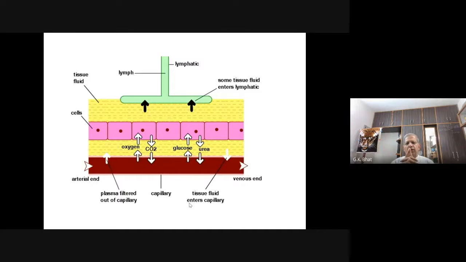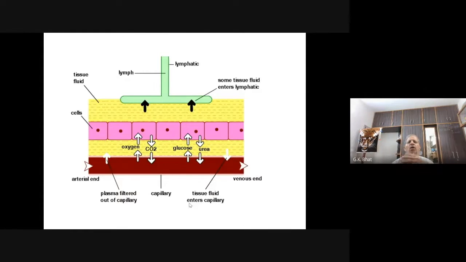Look at the diagram here. Whatever you see there in pink color is a tissue, a mass of cells. What you see outer to this, shown in yellow color, is some fluid surrounding this tissue. This fluid which is present outer to the tissue is called tissue fluid. It is sometimes also called interstitial fluid, also called the extracellular fluid.